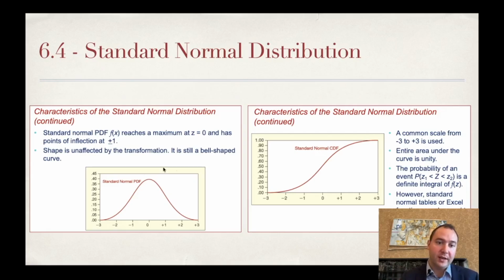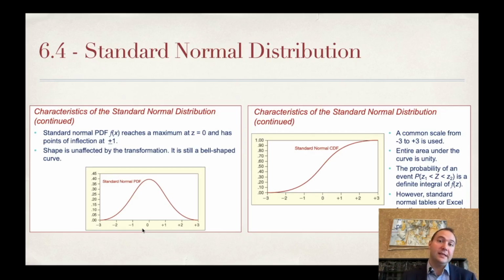So if we look at a PDF of a standard normal distribution, we see that the mu is 0 and 1 standard deviation above the mean would be just 1. 2 standard deviations above the mean would be 2. 1 standard deviation below the mean would be -1. Why? Because each standard deviation is transformed to be 1.